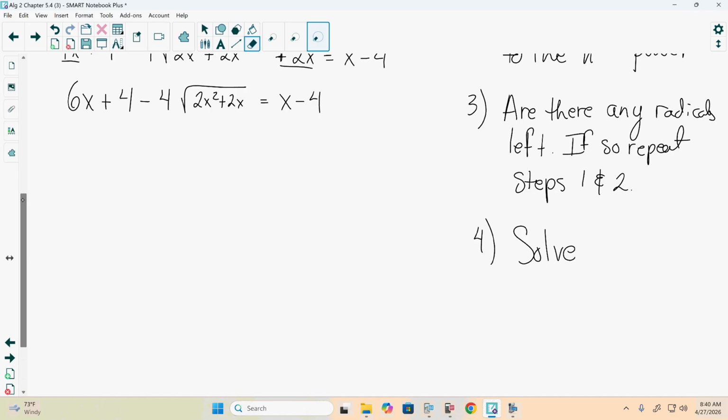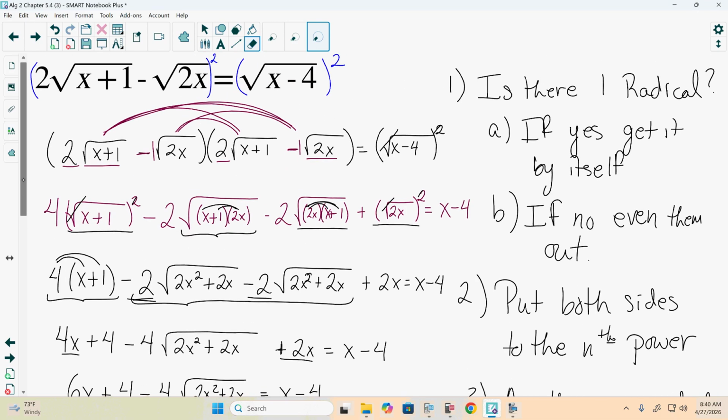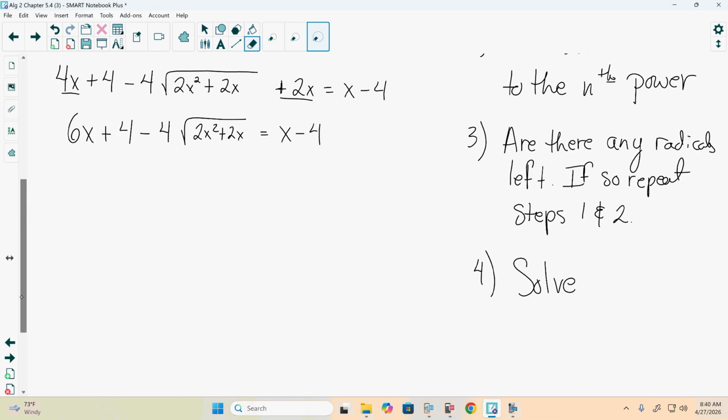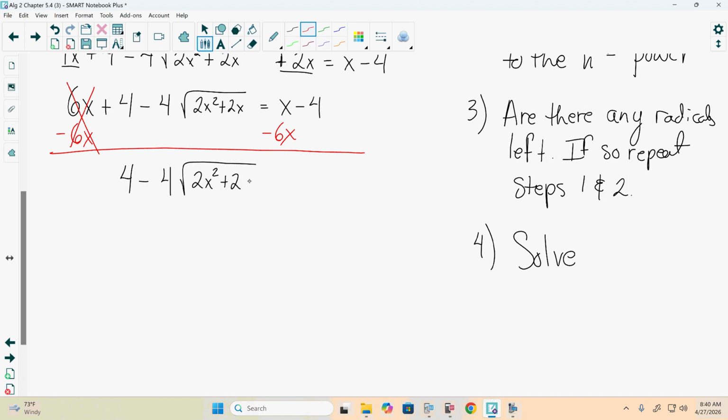Step 3, are there any radicals left? Yes. If so, repeat steps 1 and 2. So we're going to go back up to the top. Is there one radical? Yes. So we need to get this by itself. First thing I'm going to do is subtract 6x from both sides. Because our 6x minus 6x would give us 0. So we have 4 minus 4 square root of 2x squared plus 2x equals negative 5x minus 4.